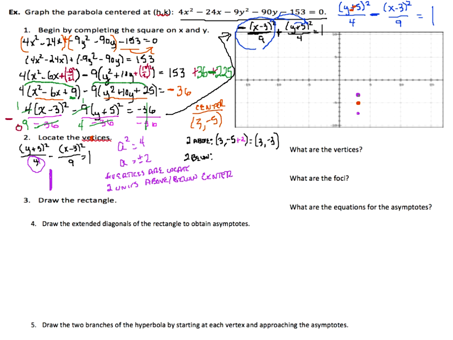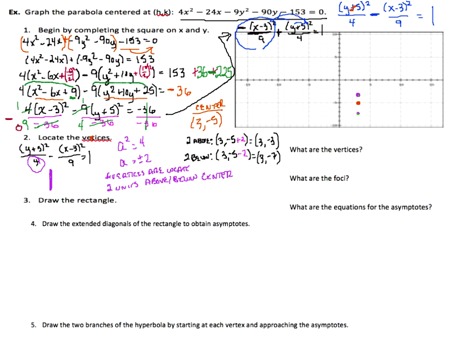All right, and then we have the one that rests 2 below. Once again, happening in the y direction, so 3, -5. This time I'm going to subtract 2. And I have 3, -7, which is this vertex right here. Okay, so we have our vertices drawn now on the graph.